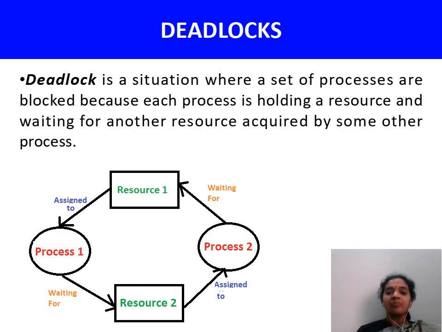For example, when two trains are coming towards each other on the same track and there is only one track, none of the trains can move once they are in front of each other, right? A similar situation occurs in the operating system also, when two or more processes hold some resources and wait for other resources held by other processes. In the diagram below, process 1 is holding resource 1 and waiting for resource 2, which is acquired by process 2, and process 2 is waiting for resource 1.